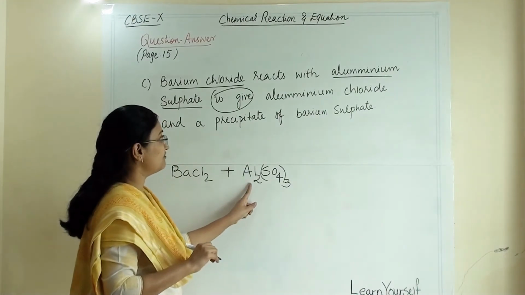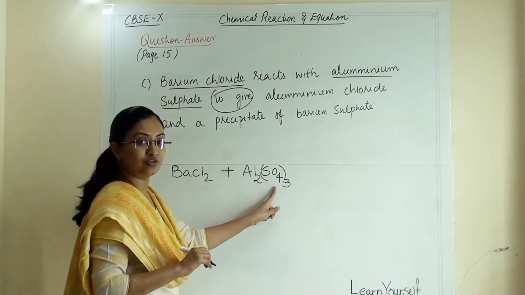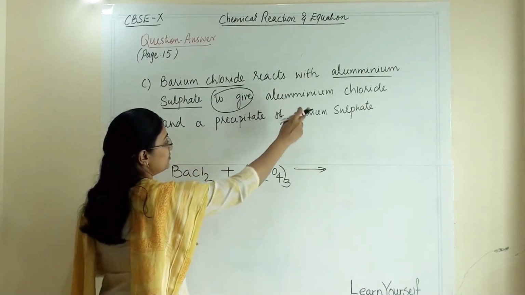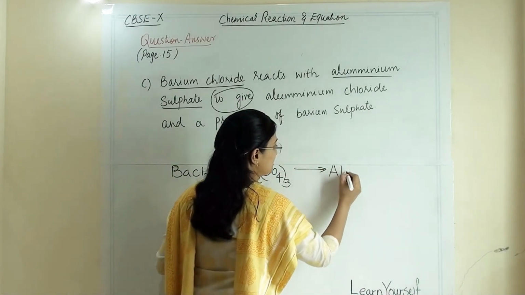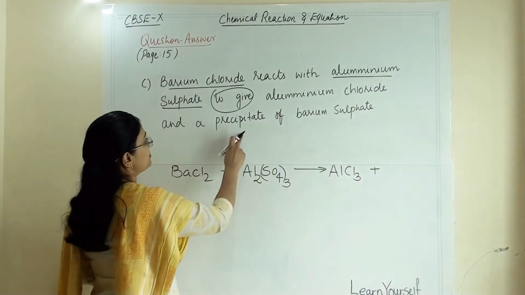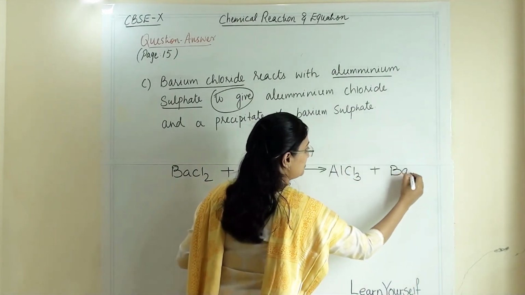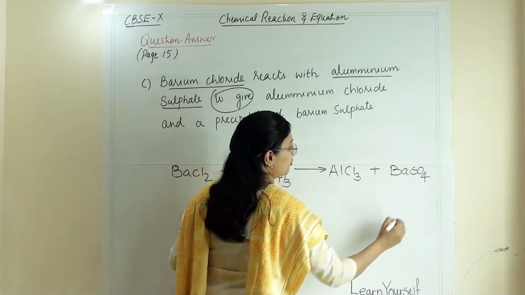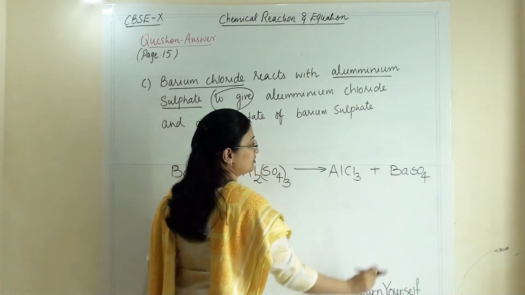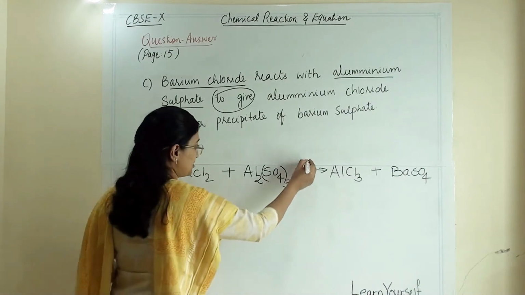So aluminium sulfate's molecular formula is Al2(SO4)3. Now it will give us aluminium chloride. Aluminium chloride is AlCl3, plus a precipitate of barium sulfate. Barium sulfate is again BaSO4. Now Ba is 2 and SO4 is also 2, so it will be BaSO4. So now let us balance the equation.